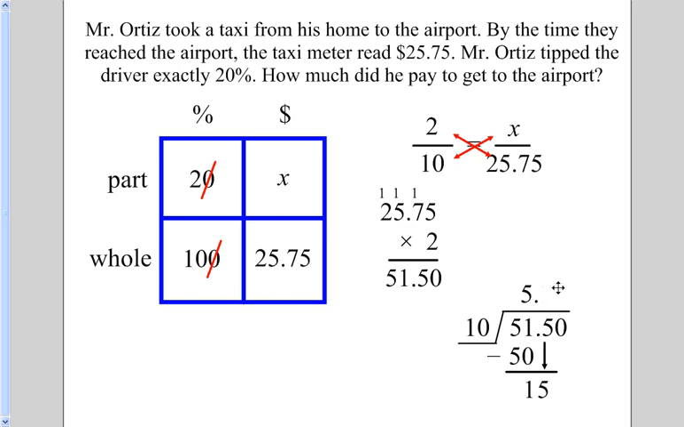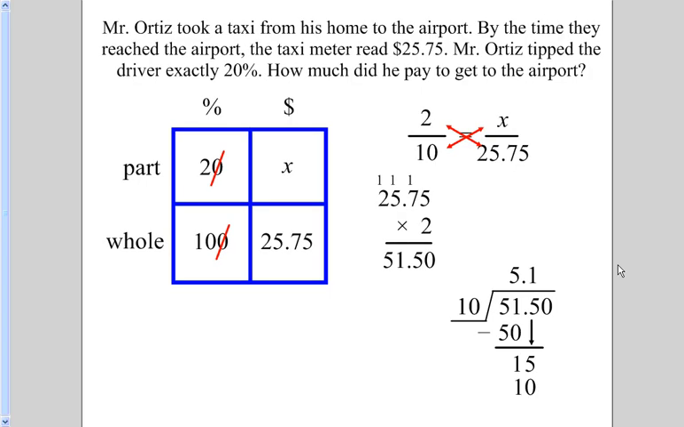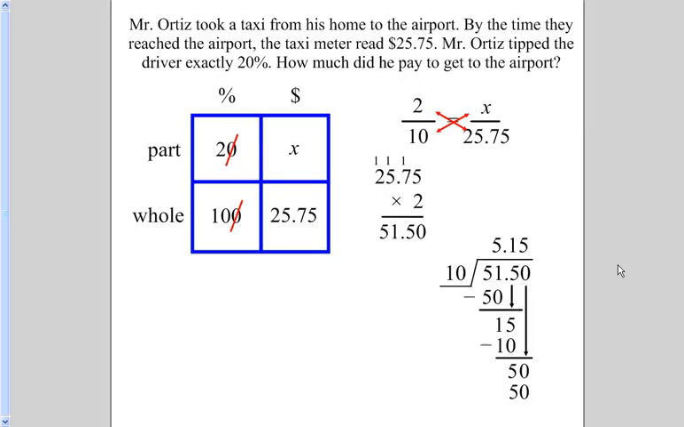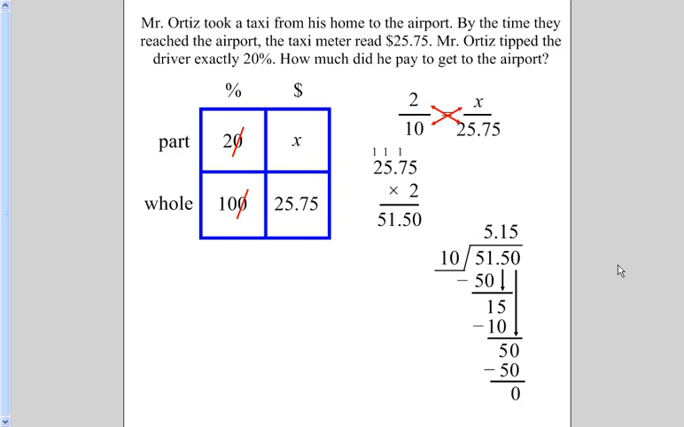And you can see here again, in the dividend, we have a decimal. And so up here in the answer, in the quotient, we're going to put our decimal point right directly above that decimal point. And here, 10 goes into 15 one time. 1 times 10 is 10. Minus 5, we can bring down a 0. And 10 goes into 50 5 times. 5 times 10 is 50. And 50 minus 50 is 0.